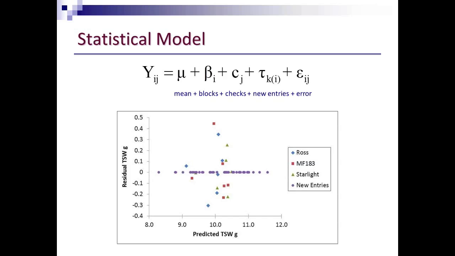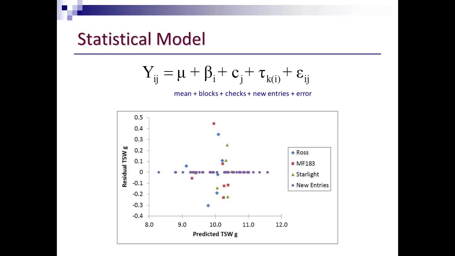So here's our statistical model, and I included a residual plot. Initially I just ran an ANOVA, and included a residual plot here to make a particular point. You can see along the 0 axis there that these are our new entries, and they actually have no residual. They're contributing nothing to error. The other plots that you see represent the check plots.